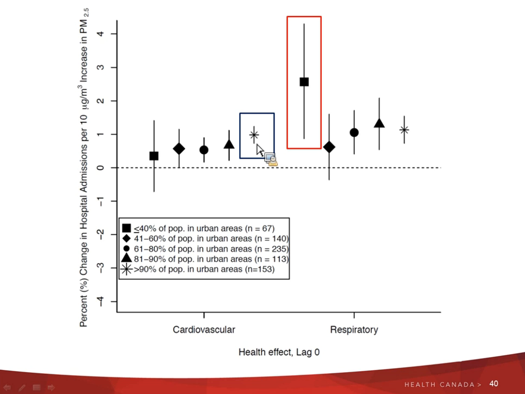And the largest effect on cardiovascular hospital admissions was observed in the more urban counties, so the area highlighted in blue. And they hypothesized that possible explanations for this were differences in the population between more rural and urban counties, possibly differences in composition of PM in rural and urban counties, or differences in exposure measurement error between these different areas.